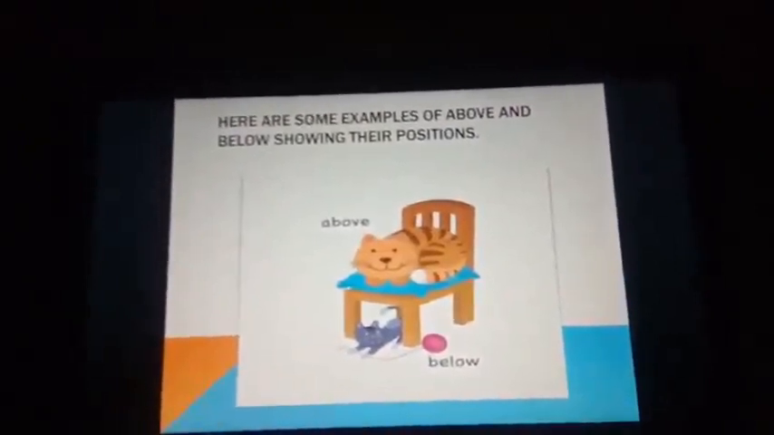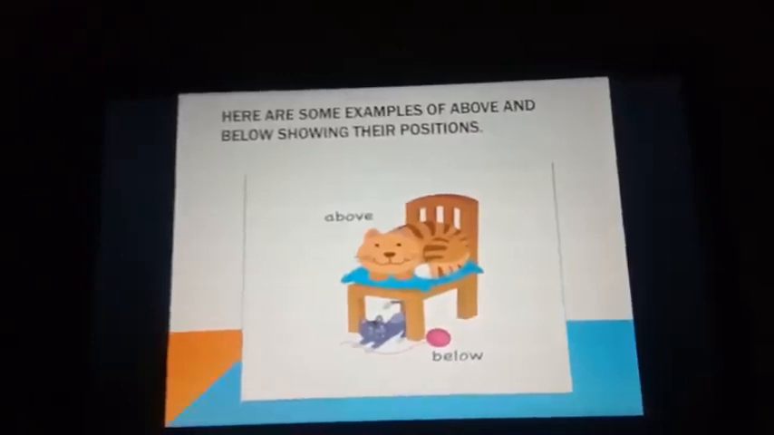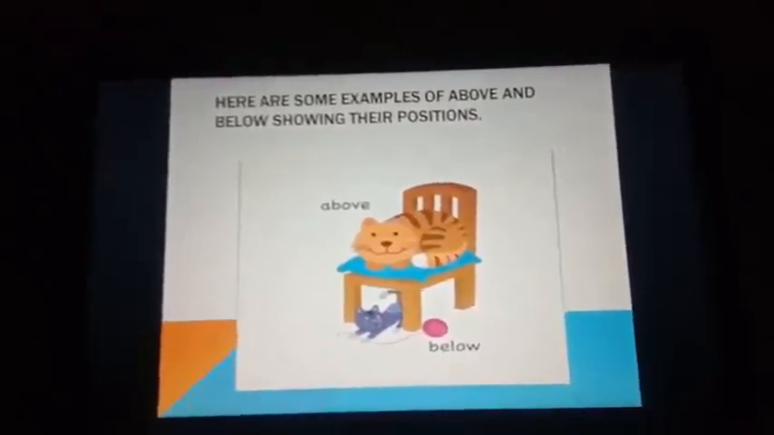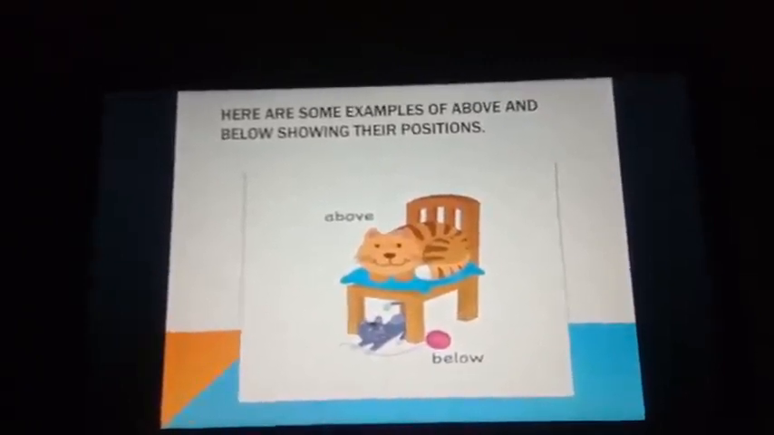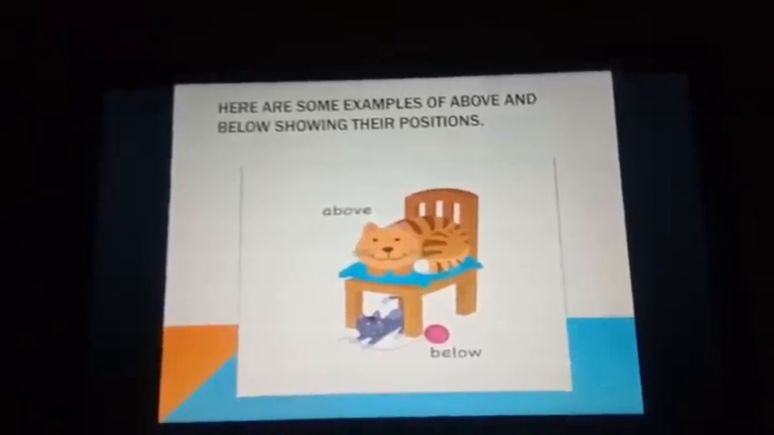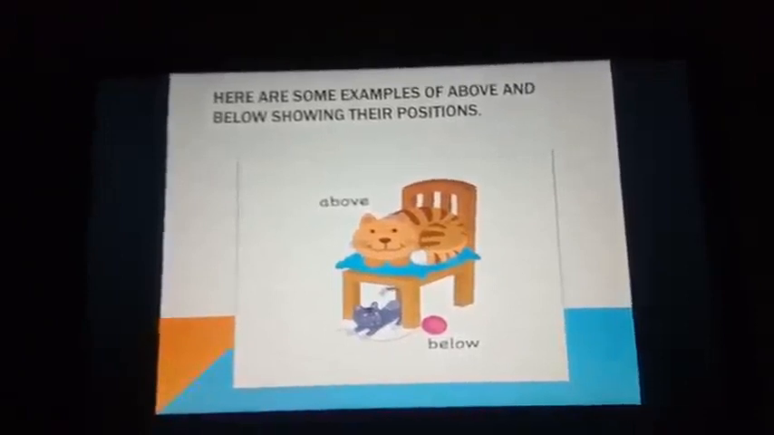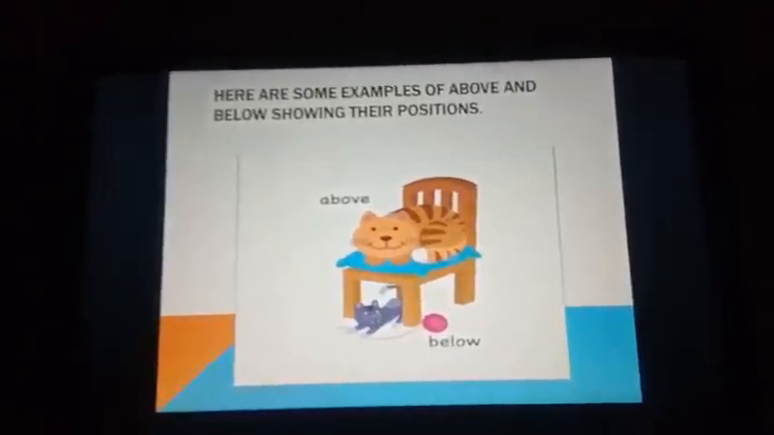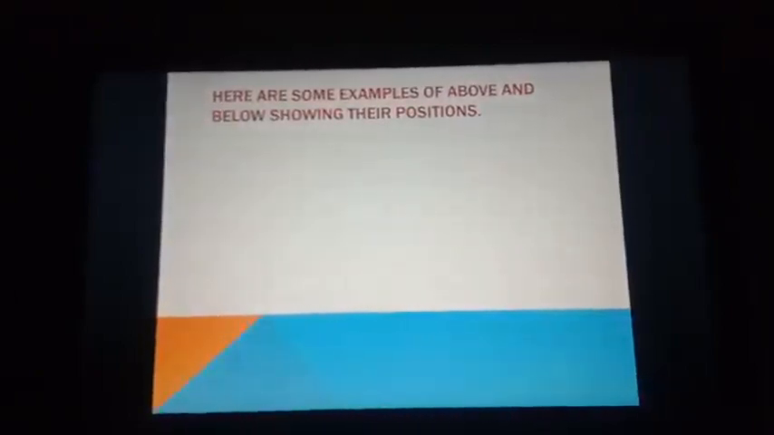Now children, in this picture the cat is sitting on the chair. And the mouse is there below the chair. Now which animal do you see above the chair? Cat. And which animal is below the chair? Mouse. Okay children. Now let's move to the next example.